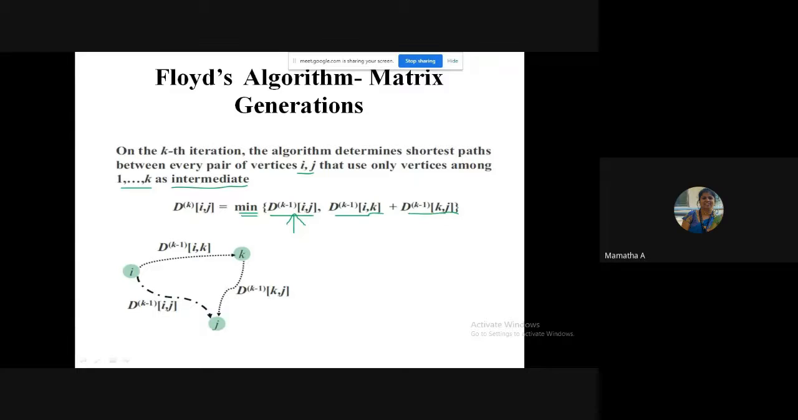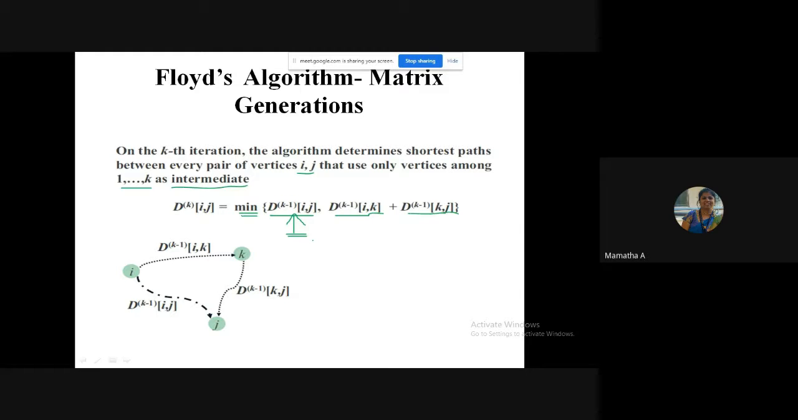So what do I get here, students? The cost of the shortest path between which vertices? Someone can answer me, Janvi? Ma'am, i and j. Okay. If there is a path already existing, I will get the shortest path between i and j.